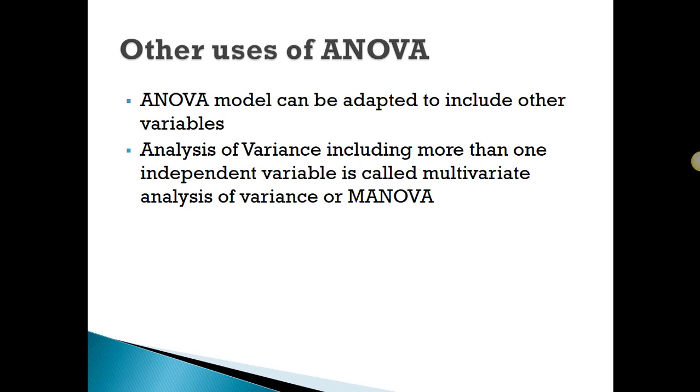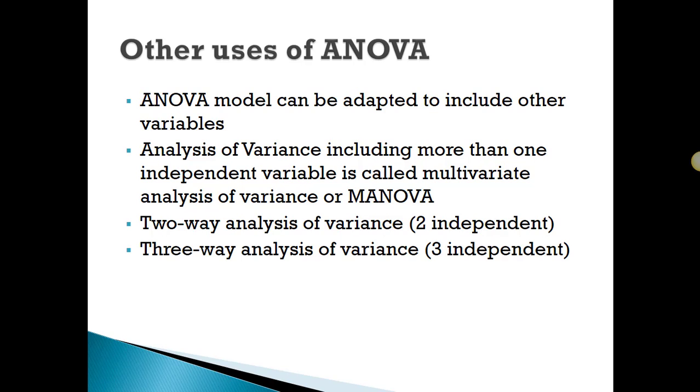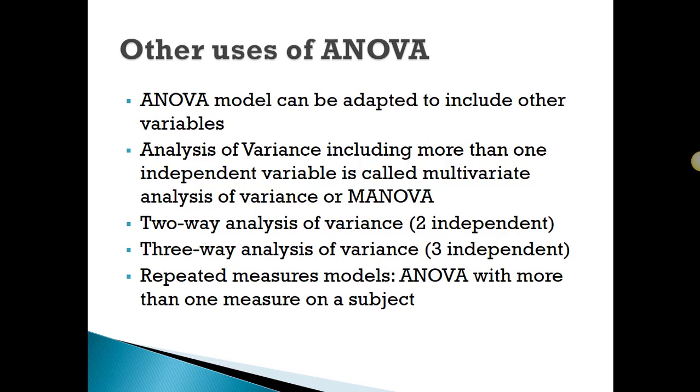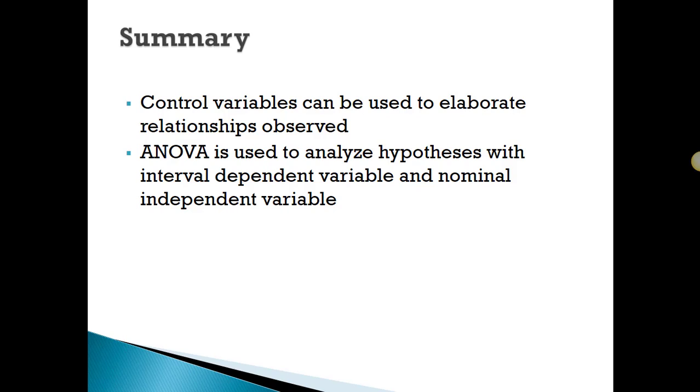We can do more than one independent variable, and then it's called a multivariate analysis of variance, or a MANOVA. We can do a 2-way analysis of variance. We can do a 3-way analysis of variance. We can do repeated measures, where we have an ANOVA with more than one measure on a subject.